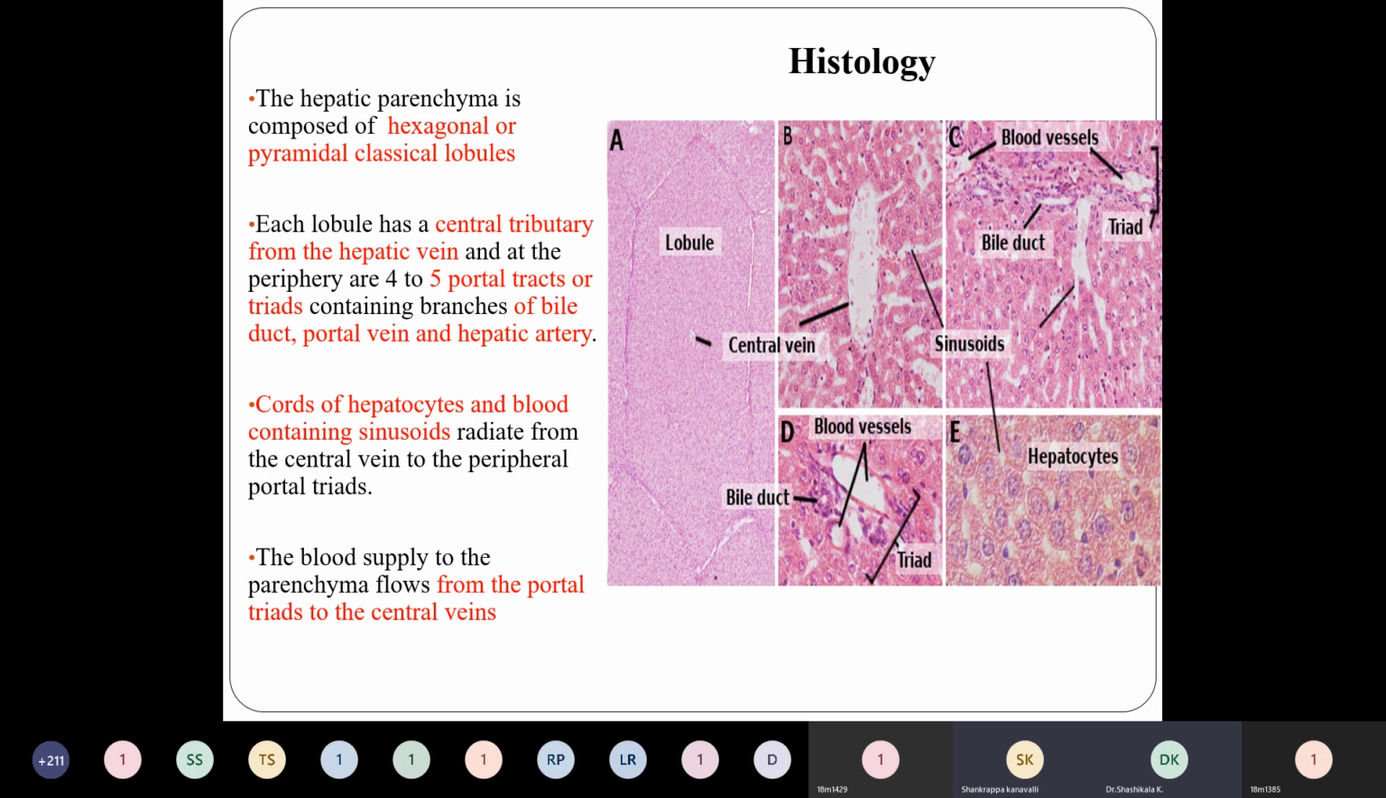So here you can see in the picture the hexagonal lobule, parenchyma, with the cords of hepatocytes, and you have the central vein here, and in the cords of hepatocytes you have the sinusoids. And this is called the portal triad, which has the hepatic artery, vein, and the bile duct.